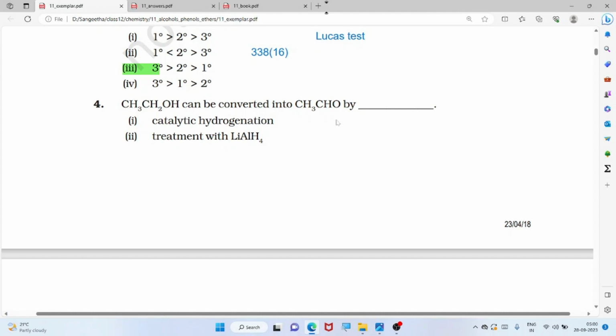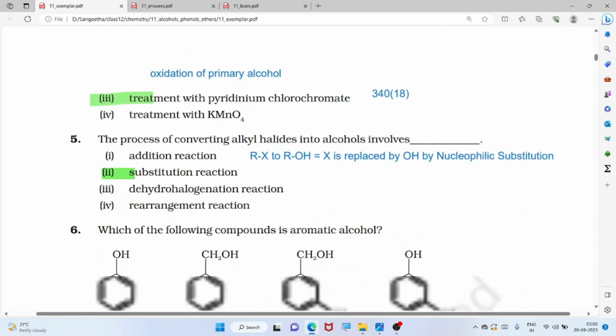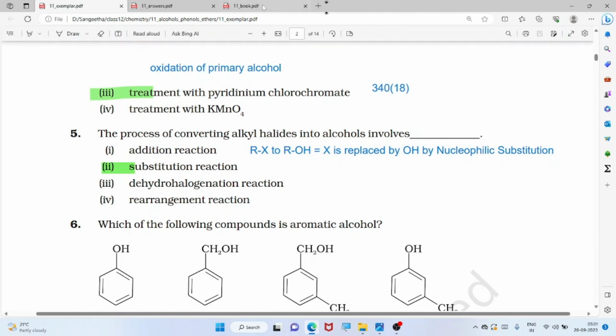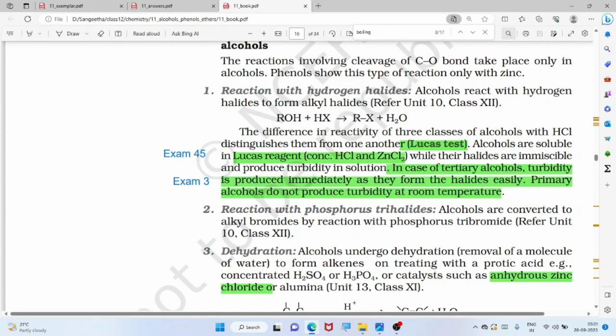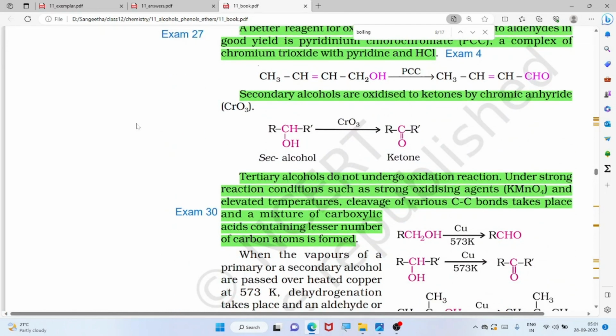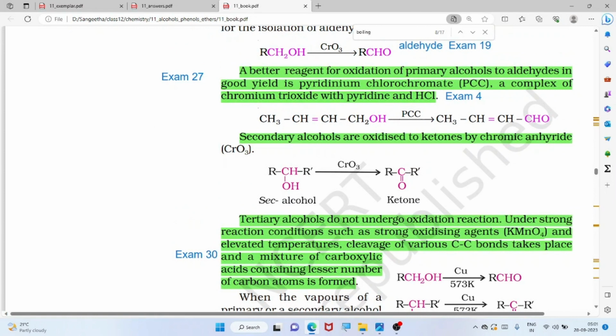This can give the aldehyde, alcohol to aldehyde, by treatment with pyridinium chlorochromate. See here, this alcohol to aldehyde in the presence of this PCC.